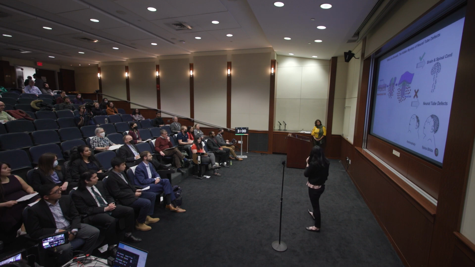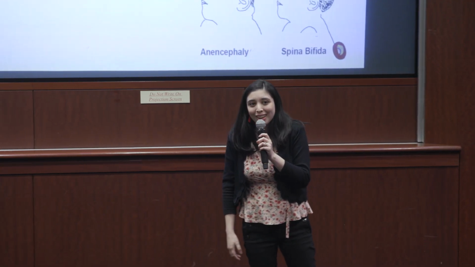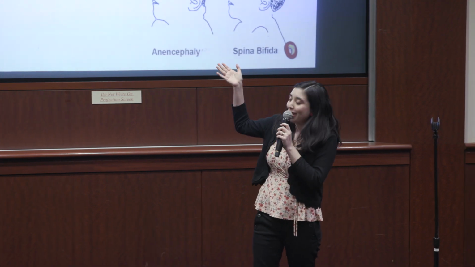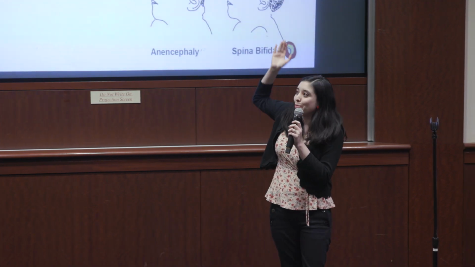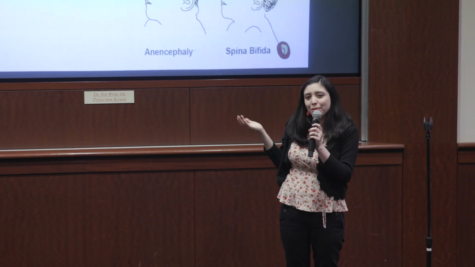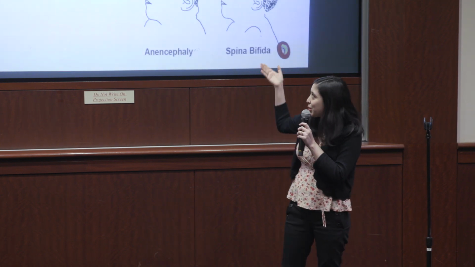Before your brain is a brain, it starts out as a tube. More specifically, your neural tube. And this neural tube is what will become your brain and your spinal cord. But sometimes this process can go wrong, which leads to neural tube defects.